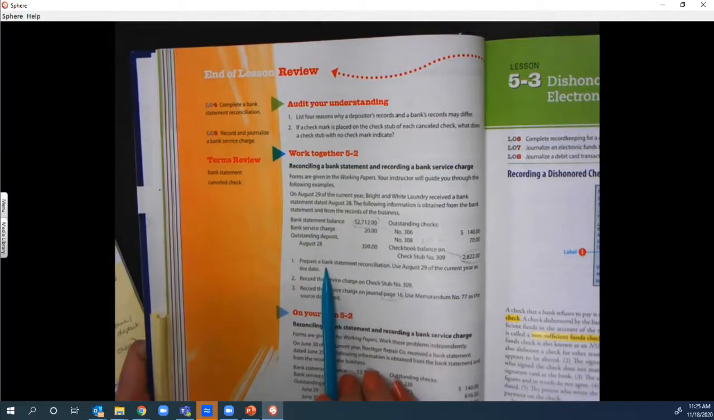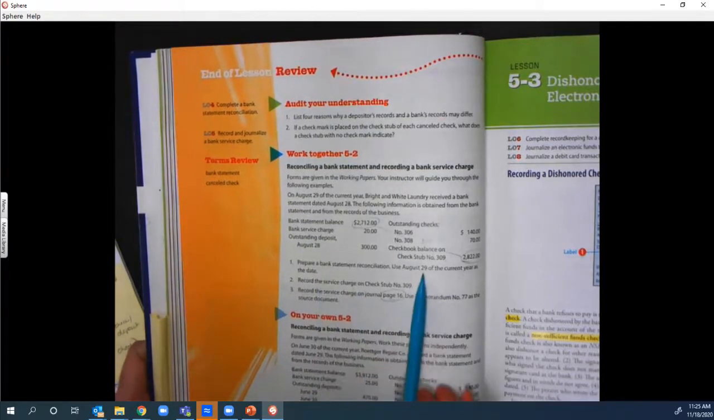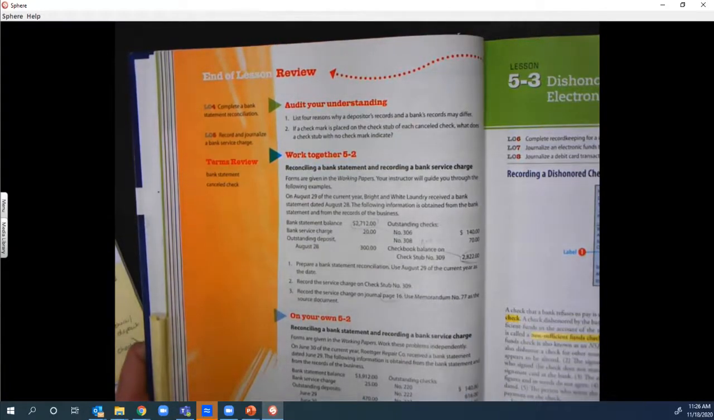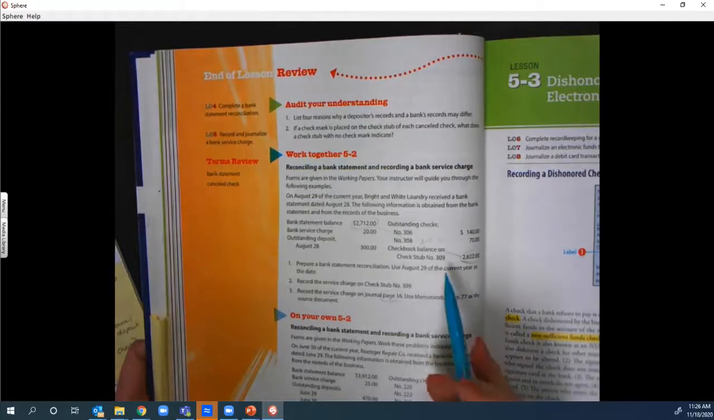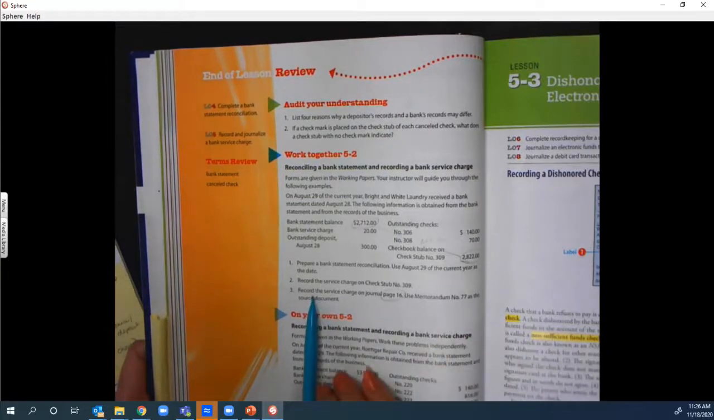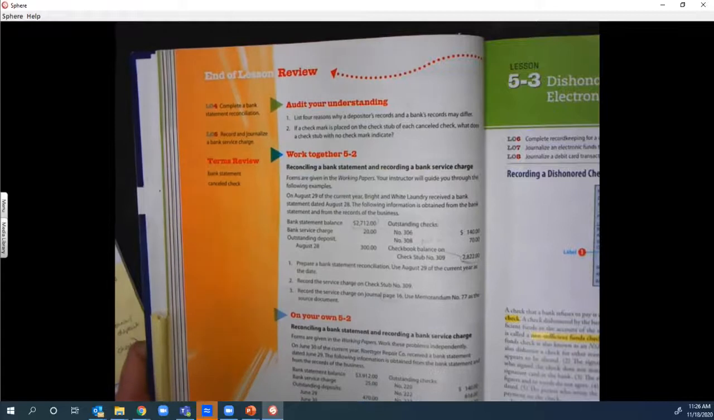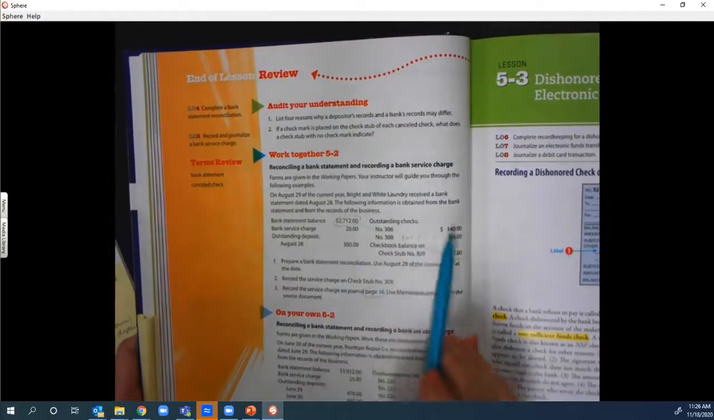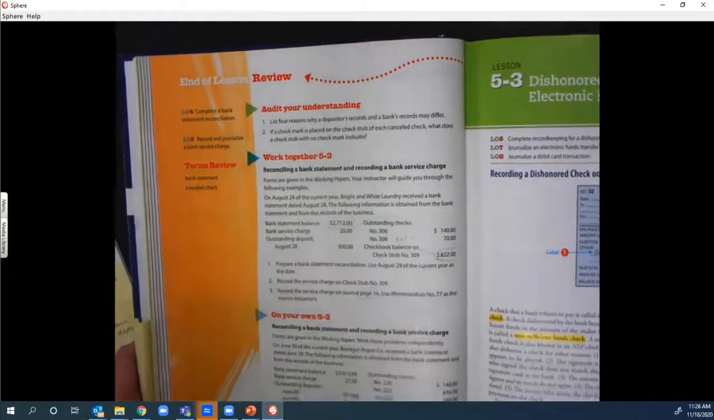All right, we're going to prepare the reconciliation. We're going to use August 29th as the date, because that's when we received it, and that's when we're doing this reconciliation. And then we're going to take care of the service charge. All right, so these are the numbers that we are going to be using.